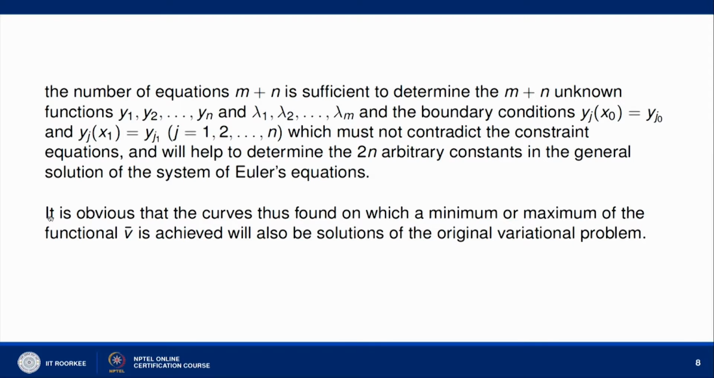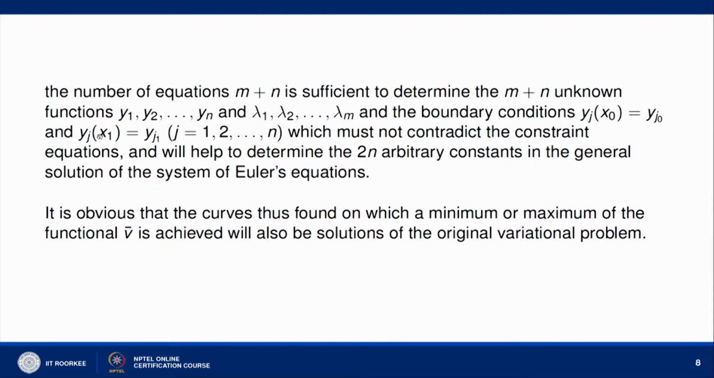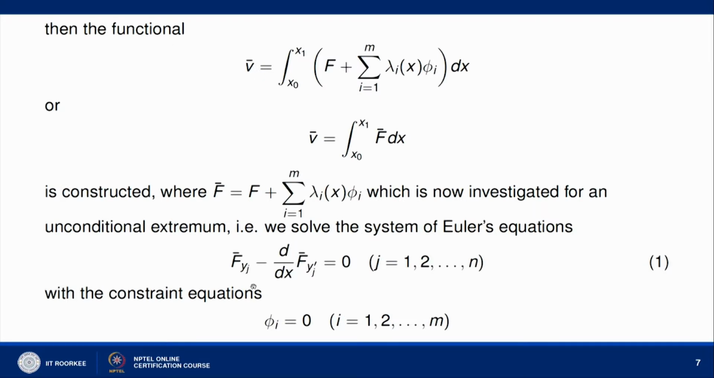So it is obvious that the curves thus found, on which a minimum or maximum of the function v bar is achieved, will also be solution of the original variational problem. How? Let us see this. In fact, the functions lambda i(x) and yj found from the system 1. System 1 is this. Basically it is the system of Euler's equations along with the constraint equations. If so, this will give you lambda i's and yj's.